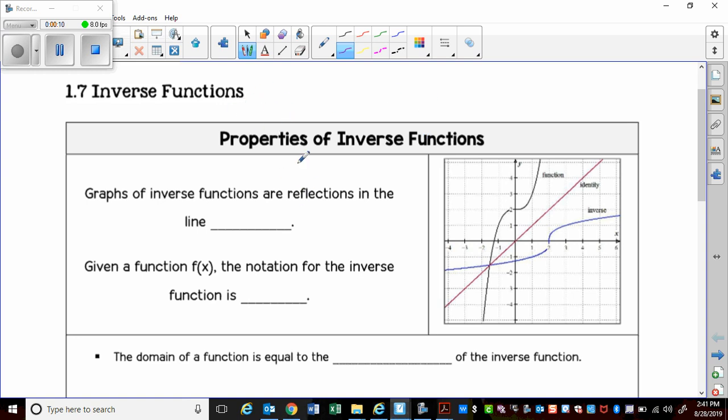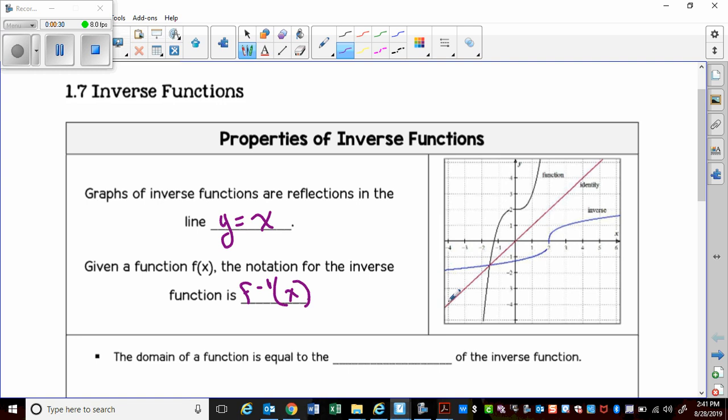Graphs of inverse functions are reflected across the line y equals x. Given a function f of x, the notation for the inverse is f, and then it has a -1, kind of like an exponent, -1 of x.